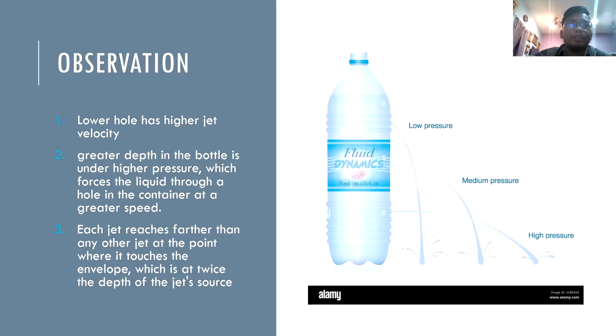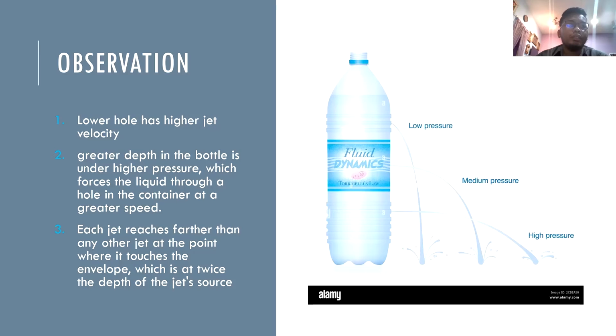For the observation, these three are the things that we observe from the result of the experiment. First, the lower hole has higher jet velocity. Second, greater depth in the bottle is under higher pressure, which forces the liquid through a hole in the container at a greater speed.